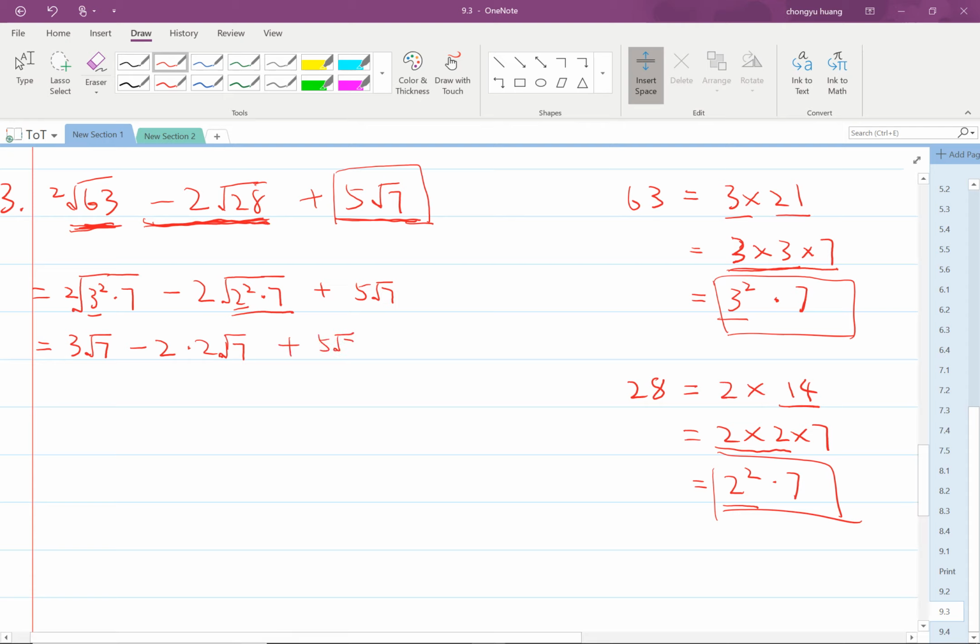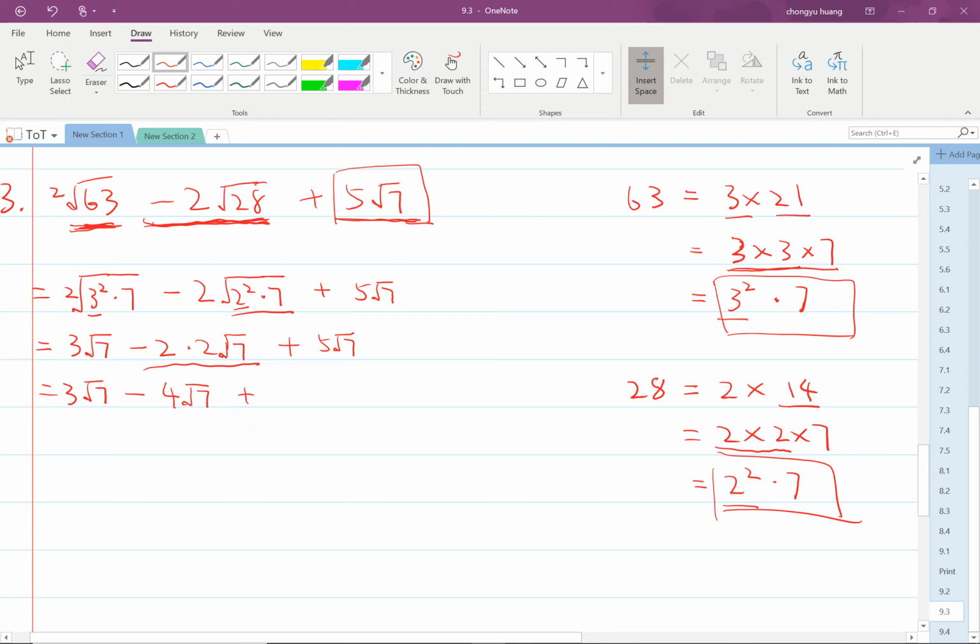Okay, and then we have to simplify a little bit more. Over here, you can see 2 multiplied by 2 is equal to 4 square root of 7, and then plus 5 square root of 7. As you can see, now we have the same square root, which is square root of 7. So now we are able to do addition and subtraction, because we have the same square root of 7, right?